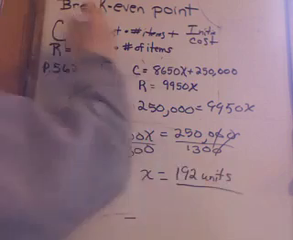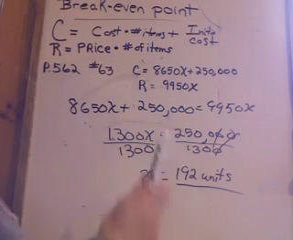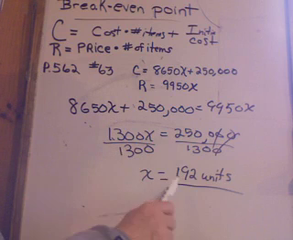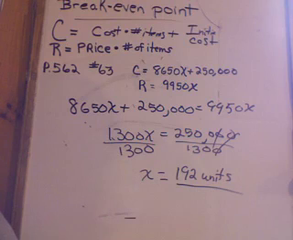What does that mean? What does a break-even point mean? I have to sell 192 units to break even. When I start selling more than 192, 193 and on, I'm making a profit. If I don't sell 192 units, I haven't made a profit yet.